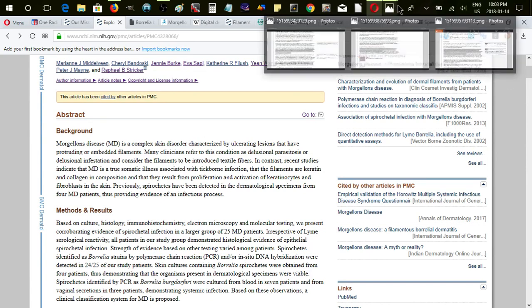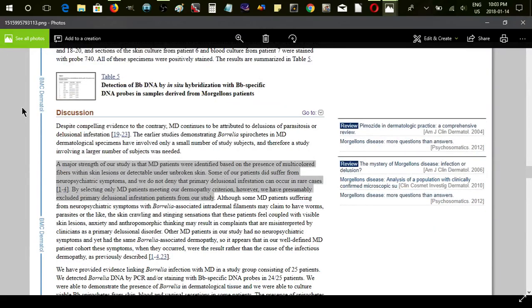And one of the things that they have in there: despite compelling evidence to the contrary, Morgellons disease continues to be attributed to delusions. A major strength of our study is that the MD patients were identified based on the presence of multicolored fibers within skin lesions detected under unbroken skin. So what they did was, the nurses would see the lesions with the fibers underneath the skin and report them to these people.